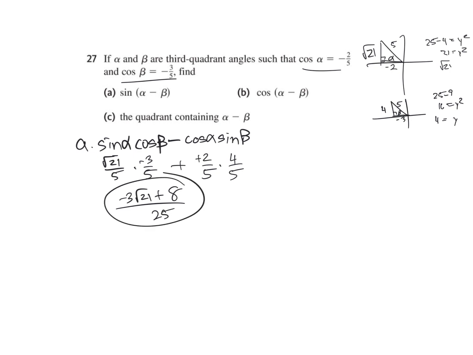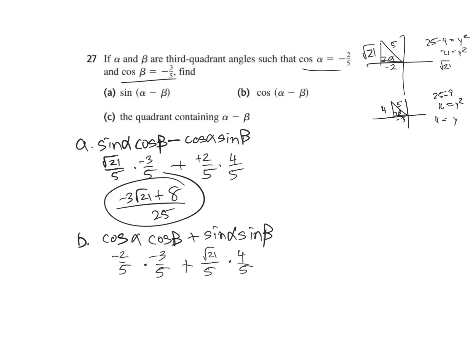Okay, so now we know that the sine is negative. Now we do b. B is the cosine of alpha minus beta. So the cosine subtraction is cosine of alpha cosine of beta plus sine of alpha sine of beta. Cosine of alpha we already know is negative 2/5. Cosine of beta we know is negative 3/5. The sine of alpha is square root of 21 over 5, and the sine of beta is 4/5. So here we have a positive 6 plus 4 square root of 21 all over 25.